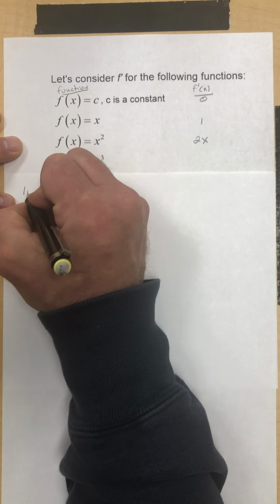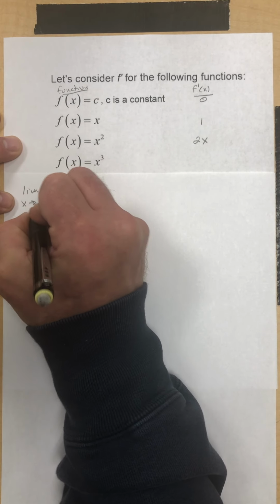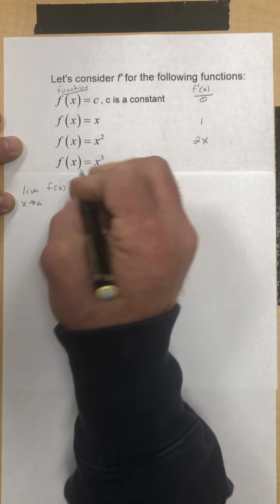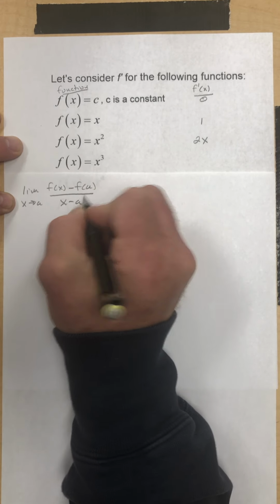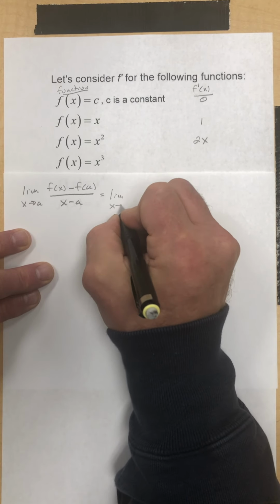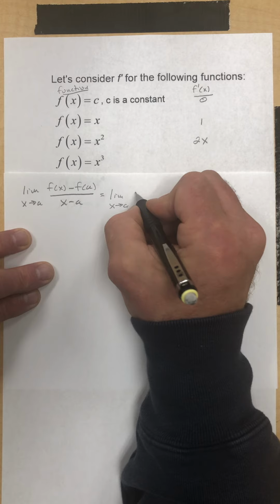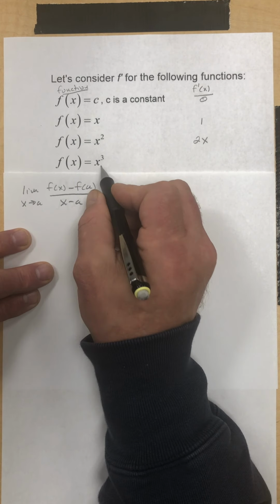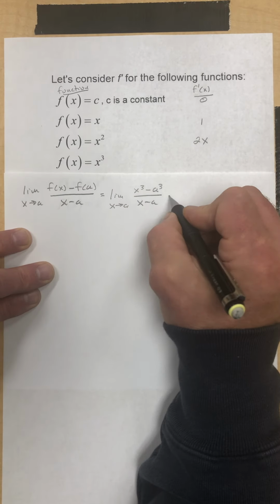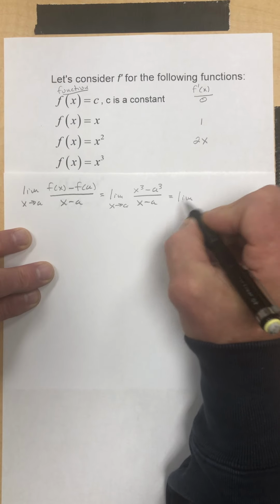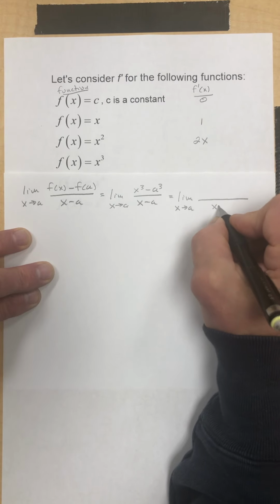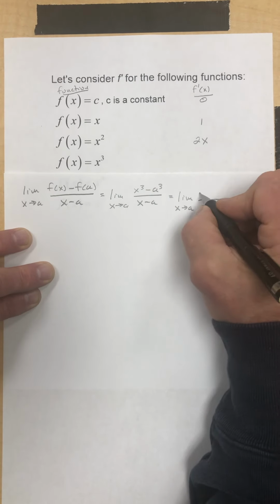Okay, so let's see, we go the limit as x approaches a of f of x minus f of a all over x minus a. Okay, so I use my function, limit as x approaches a, f of x is x cubed, minus f of a would be a cubed, all over x minus a. Now, we ask ourselves, do we have a factor of x minus a up above? And we certainly do.